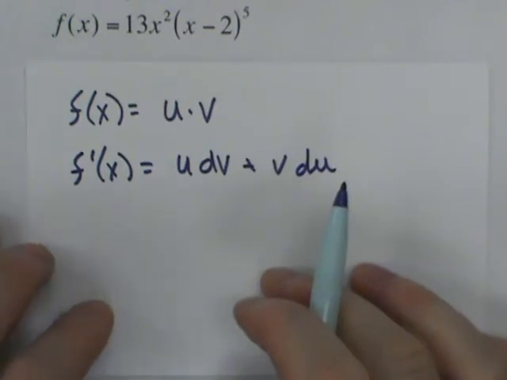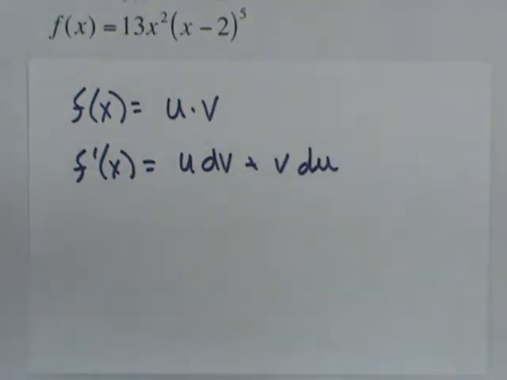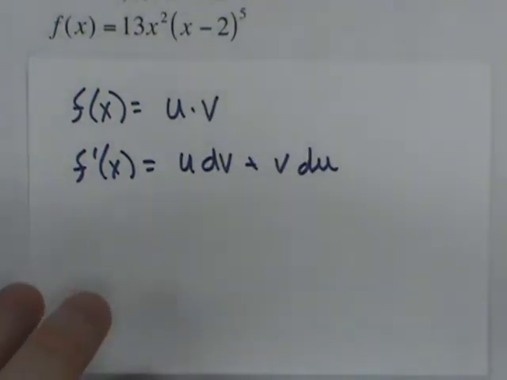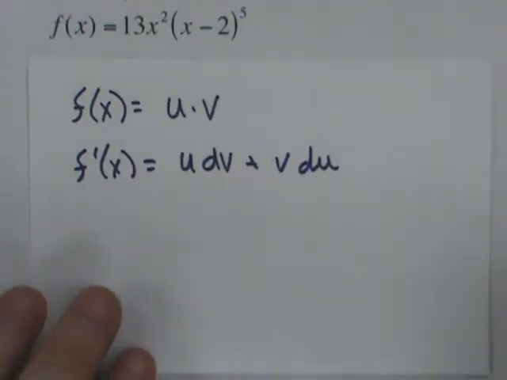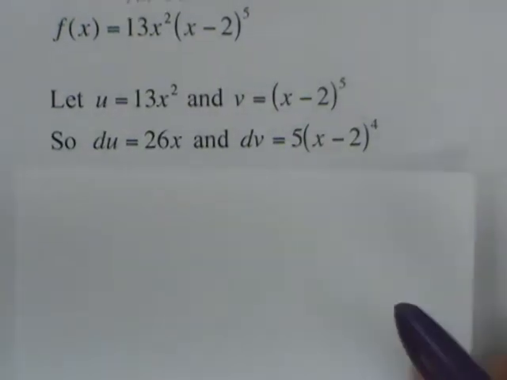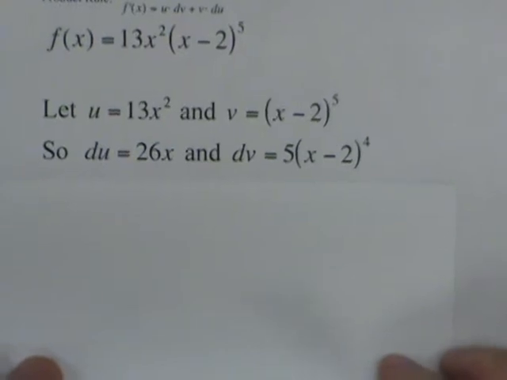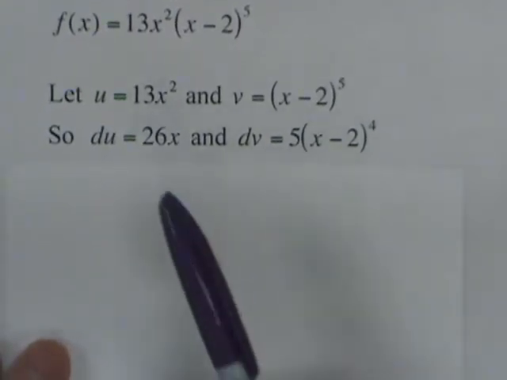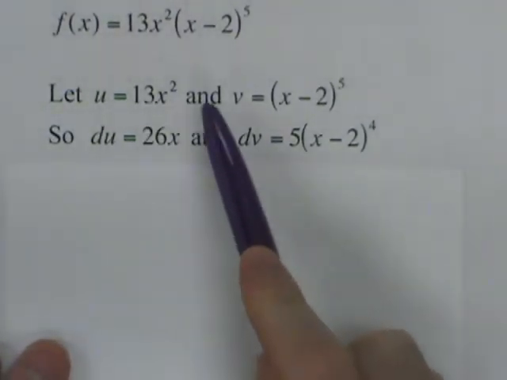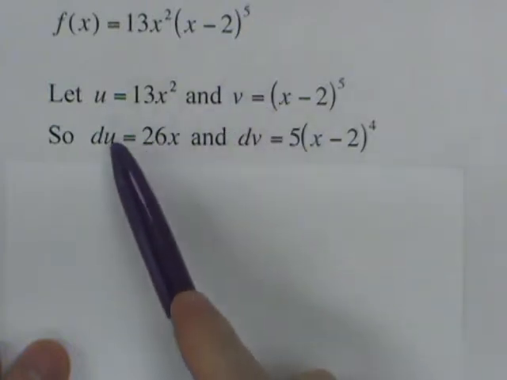Now, I'll use this idea as I break all of these examples down. And so, for our first example, we have 13x squared times (x minus 2) raised to the fifth. As I look at this problem, the first thing I do is break it into the two parts, the u and the v, and then I look at the derivatives.